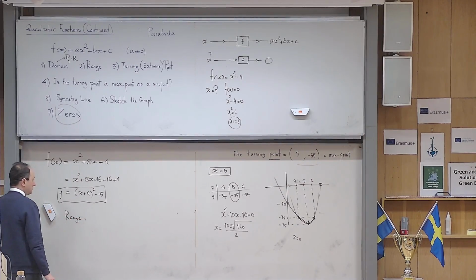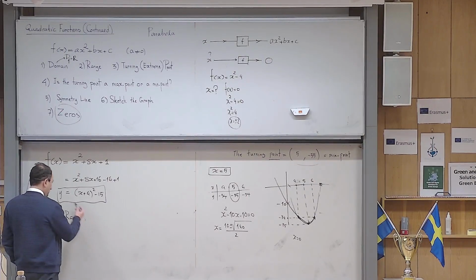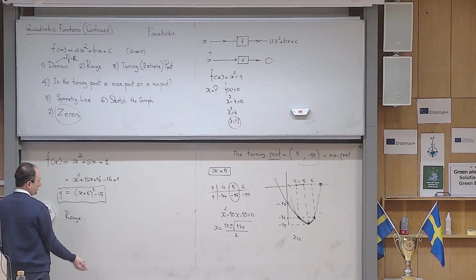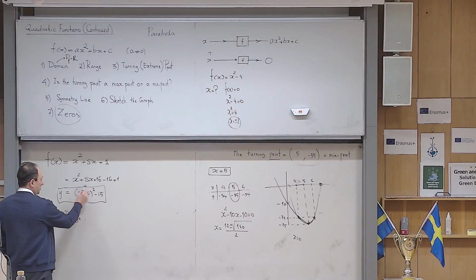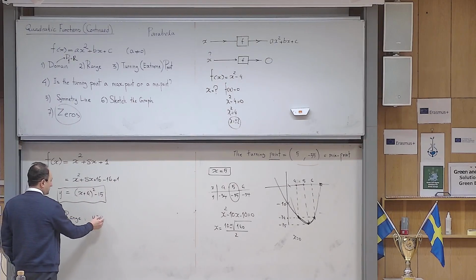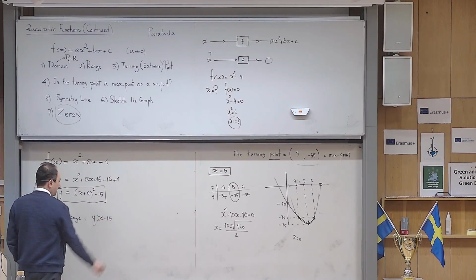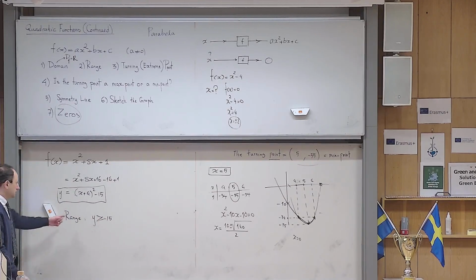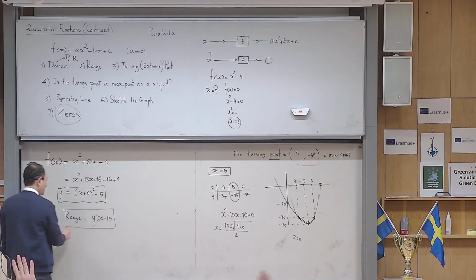So what is range? What is range? Possible outcomes. So okay, what should I write for the answer? Again, this is a non-negative number. I am adding a non-negative number to minus 15. So it is clear that the range is bigger than or equal to minus 15. So that's the range. How many of you got this answer right?